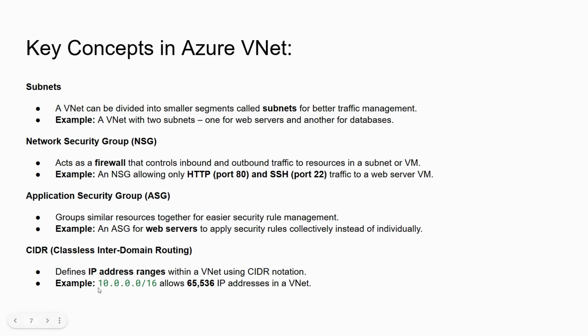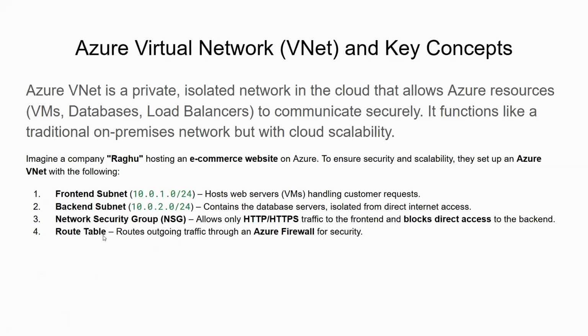And CIDR ranges define IP addresses within a VNet using CIDR notation. Example, this IP address allows. In the CIDR range, we need to restrict the number of IP addresses, how many IP addresses can access. So we need to set the IP address range to make a secure VNet. These are the key concepts of Azure. I made it simple with the points, so you can understand the VNet.